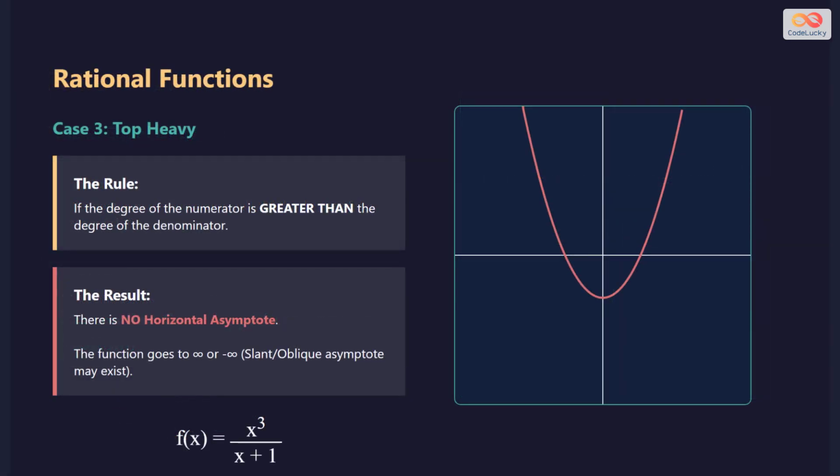Third, if the degree of the numerator is greater than the degree of the denominator, the function is top-heavy. In this scenario, there is no horizontal asymptote. The function grows without bound towards positive or negative infinity.